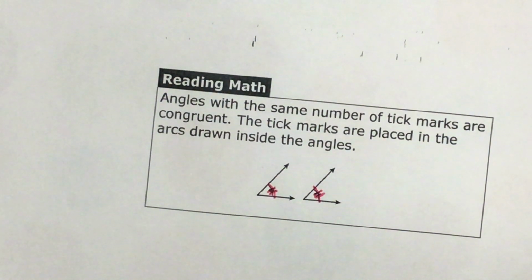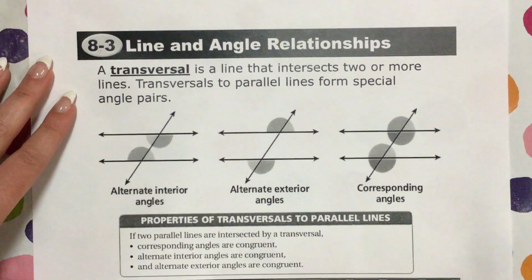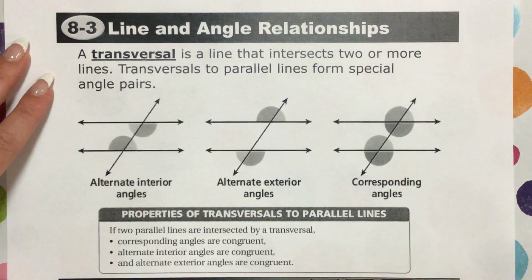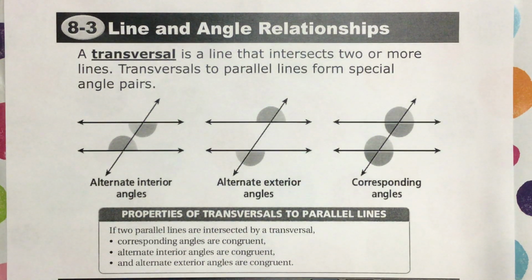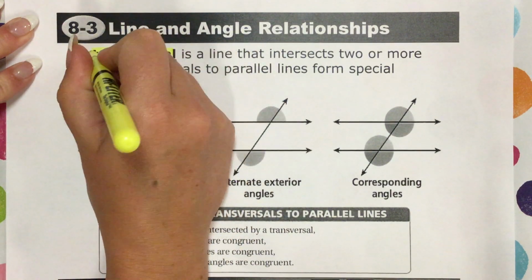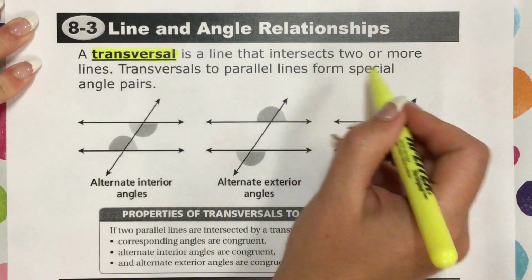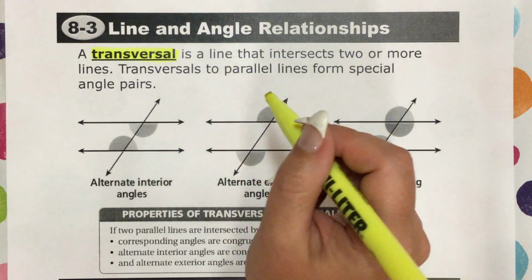Okay, let's move on to the next thing. The next thing here, I'm going to have to zoom out. Okay, more terminology. A transversal is a line that intersects 2 or more lines. Okay, so a transversal. A transversal is a line that intersects 2 or more lines.